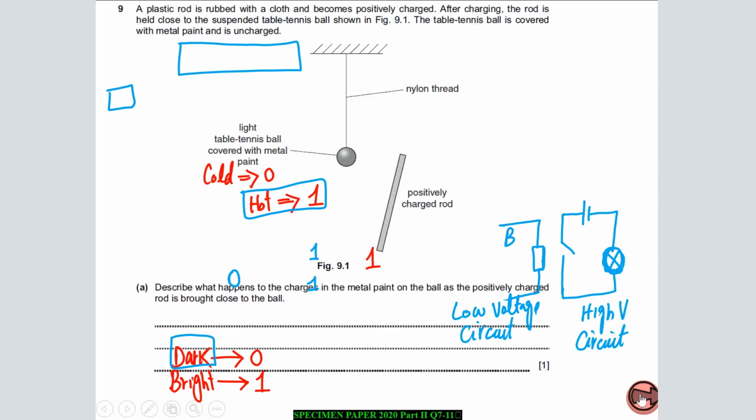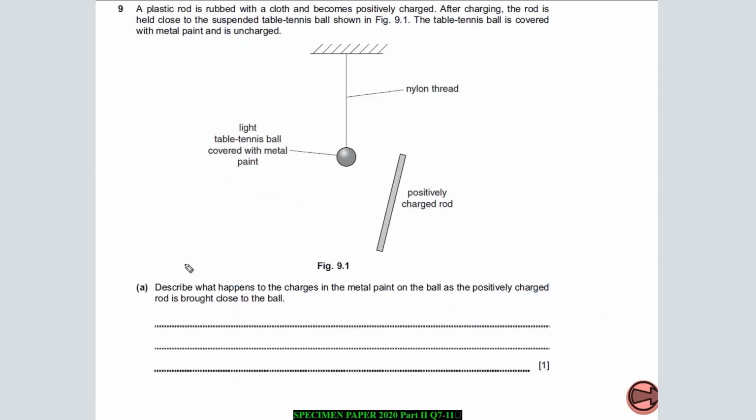Question number 9 now. Question number 9 is asking us to describe what happens to the charges in a metal ball as the positively charged rod is brought near. So we have the ball here. So this is the ball. I can highlight for you here. And this rod is positively charged, means it has net positive charge.